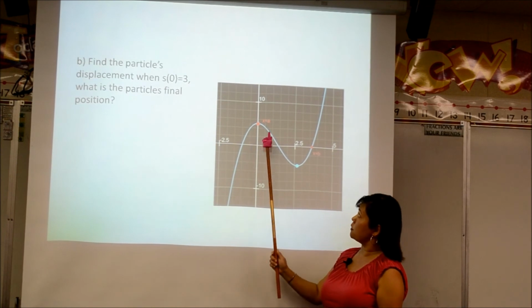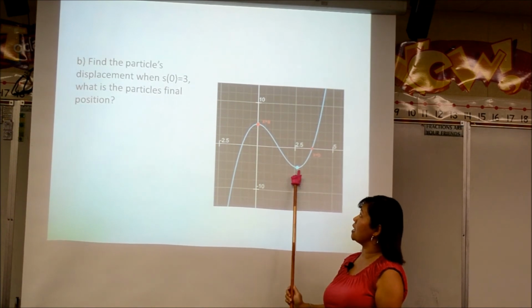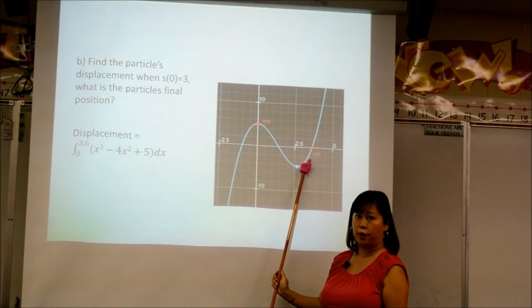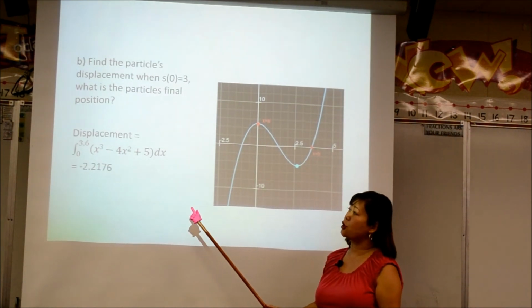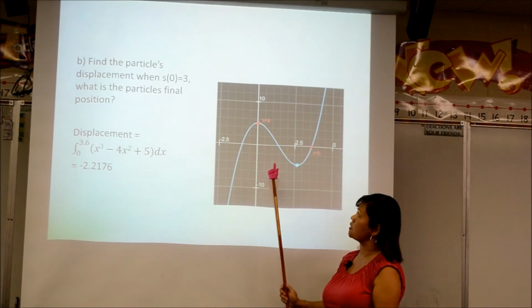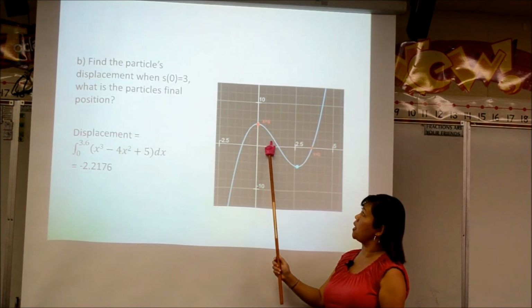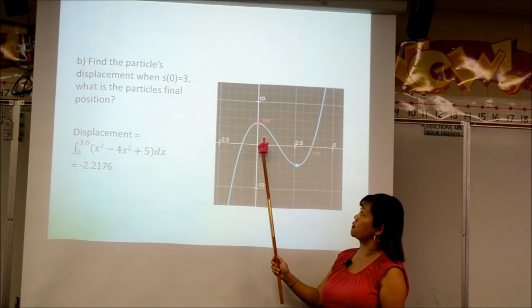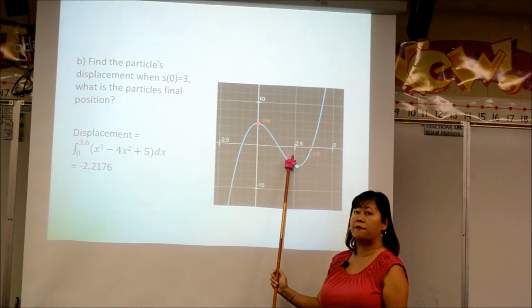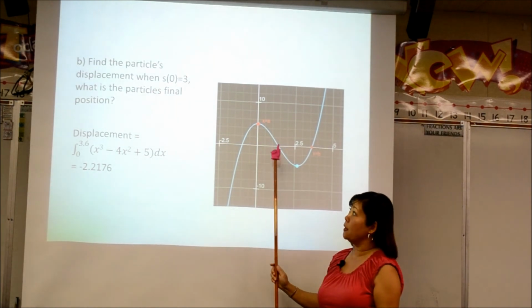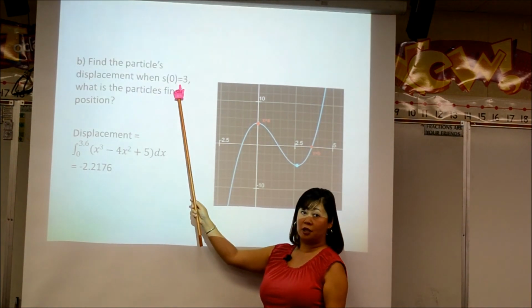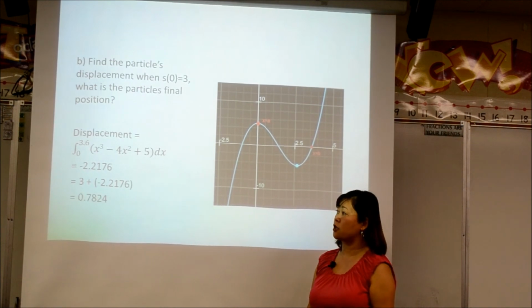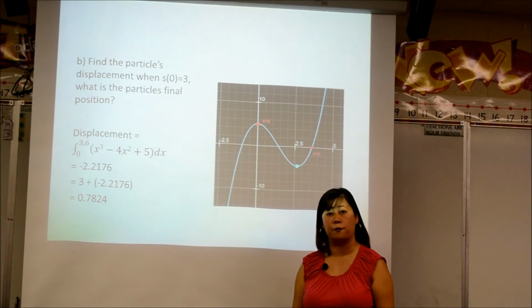As we mentioned before, the displacement is from a to b, so we set this up as the integration from a to b of that equation right there. We get negative 2.2176, which makes sense because the area of this right here is positive, but all of this is negative, and there's more negative than positive, so that's why the final answer is negative. But we also have to include the initial condition in our calculation, so we add it to the 3, and the final answer comes out to 0.7824.